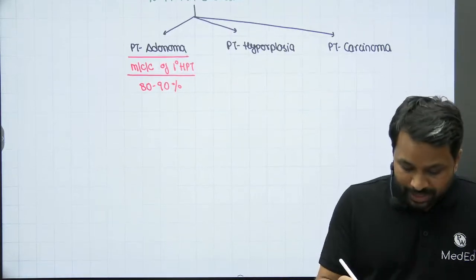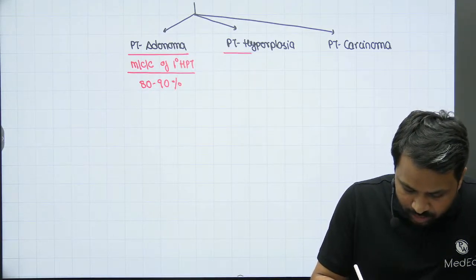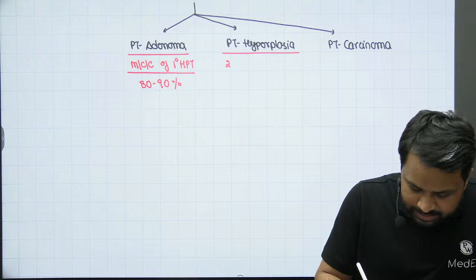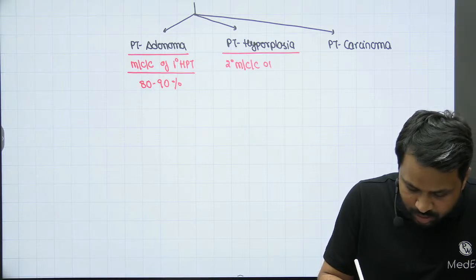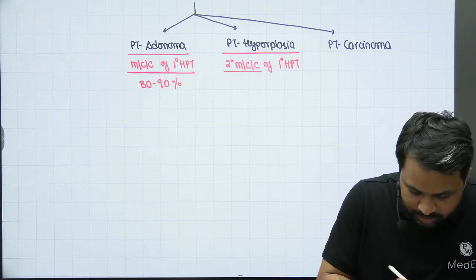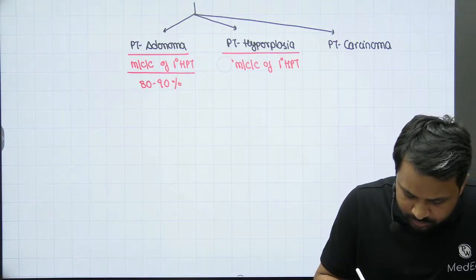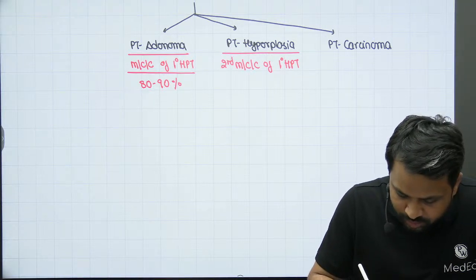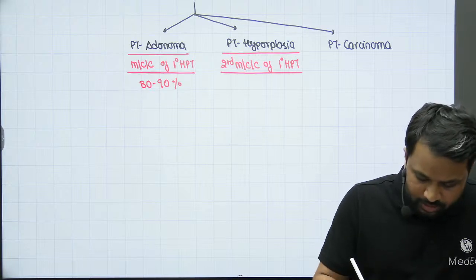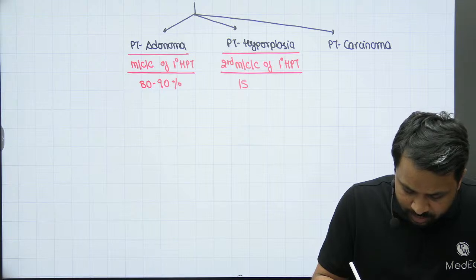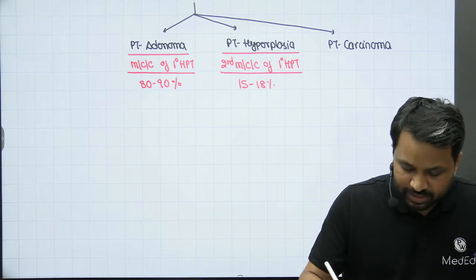Now, when you look at parathyroid hyperplasia, this is the second most common cause of primary hyperparathyroidism. This is going to account for anywhere between 15 to 18% of the entire component, right?